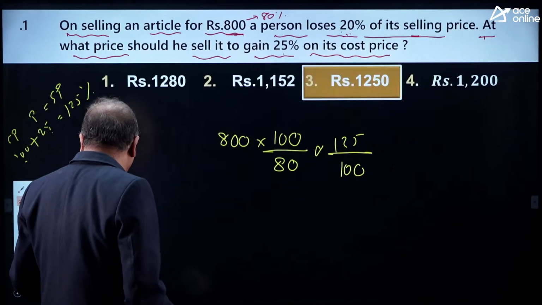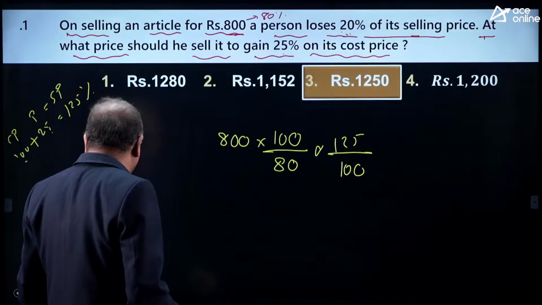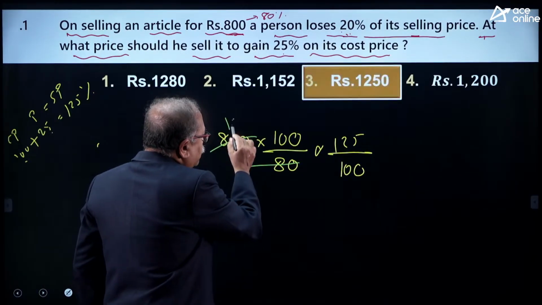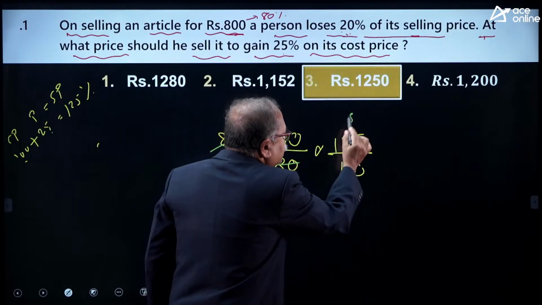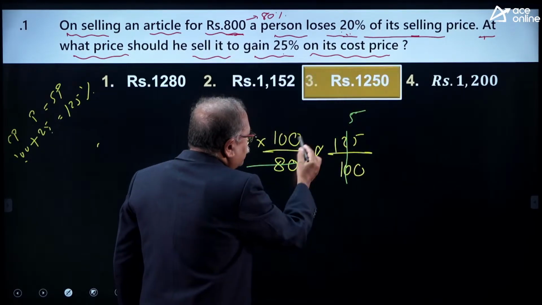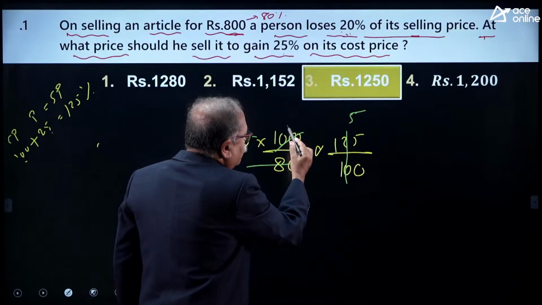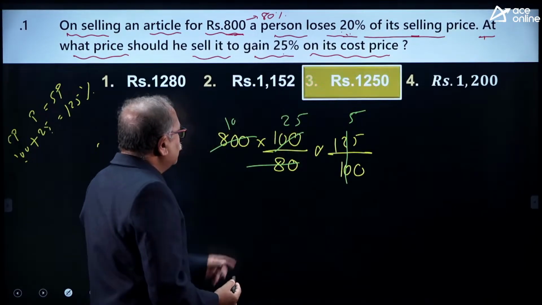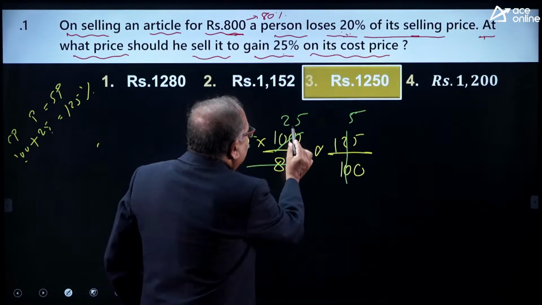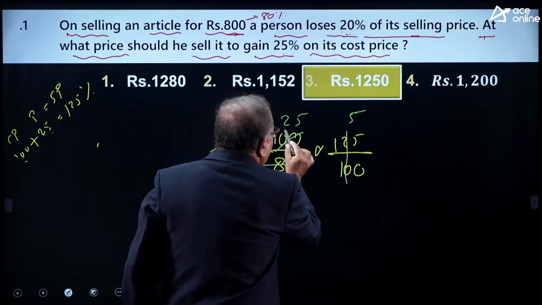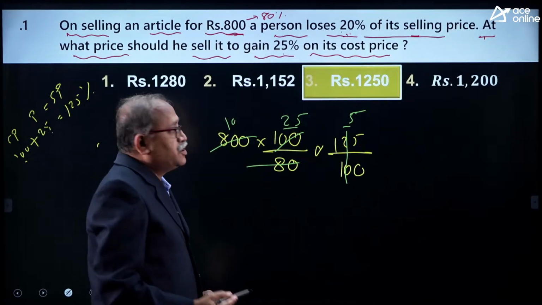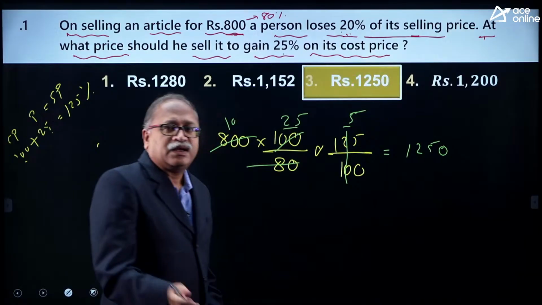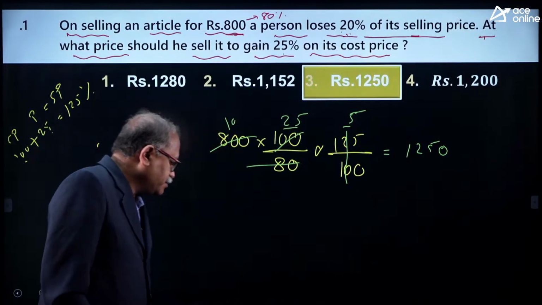I'm very happy to note that you answered correctly. I notice that this gets cancelled 10 times. Am I right over here? With 25, this is 5 times, and this is 4 times. With 4, this is 25, and with 80, this is 10 times. So that is 25 into 5, 125 into 10. So rightly you have answered it. That is 1250. Let's take the next question over here.